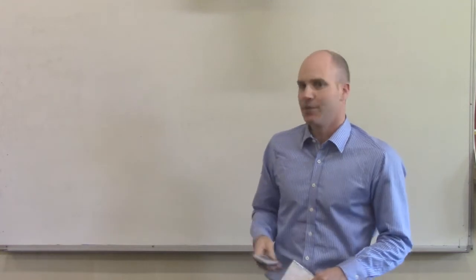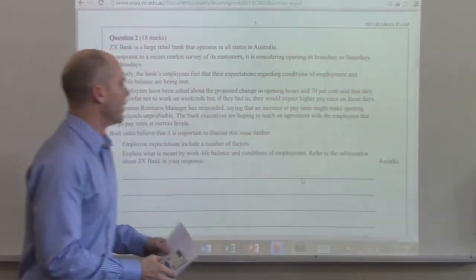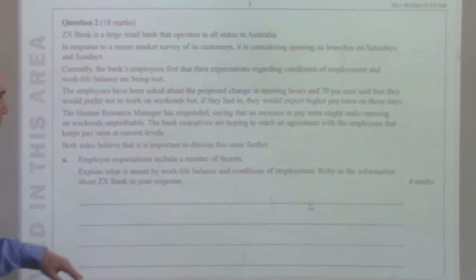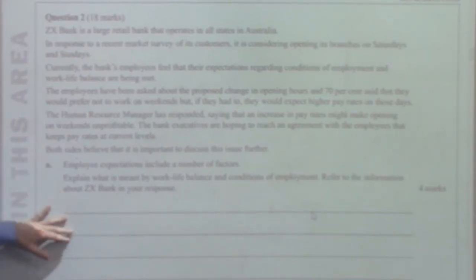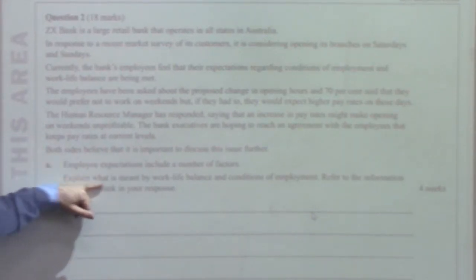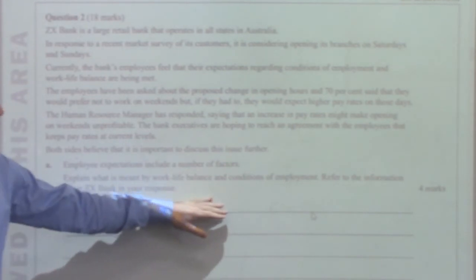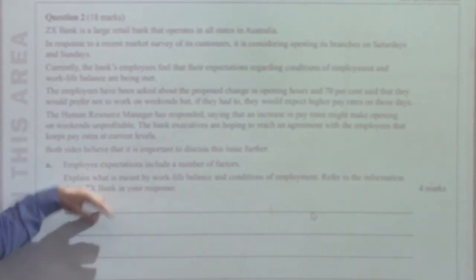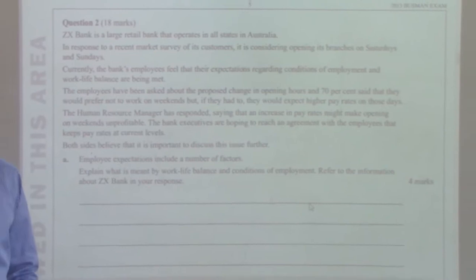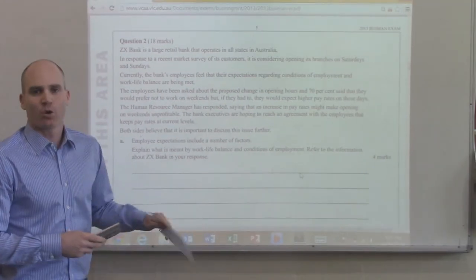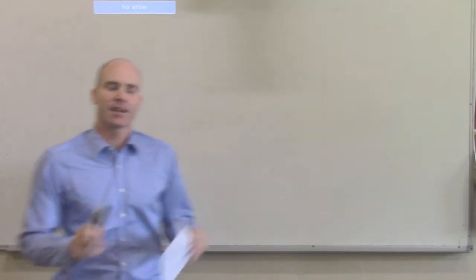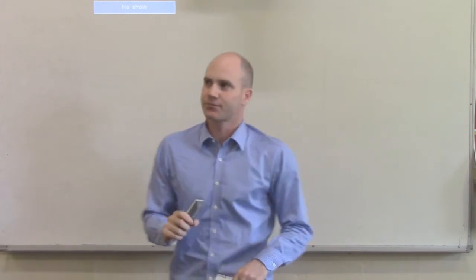Now, just for example, this is last year's exam, and here's a question from last year's exam. Explain what is meant by work-life balance and conditions of employment and refer to information from this stimulus material. So, a pretty straightforward question, worth 4 marks. Now there's a couple of things you need to be careful of.